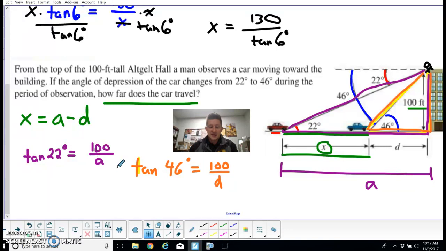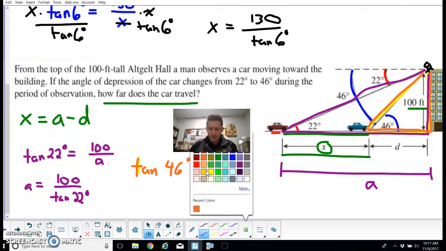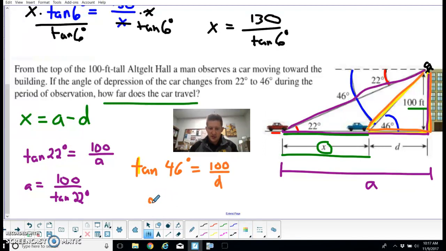So to find A, remember a little quick switch. If it's out of the bottom, I'm going to move it here and divide. So I'm going to take 100 divided by the tangent of 22. I'll actually write that. So A is equal to 100 divided by the tangent of 22. I'm writing it because I'm going to type the whole thing in my calculator at once just to show you what that looks like. And then for the orange one, I've got D is equal to 100 divided by the tangent of 46.